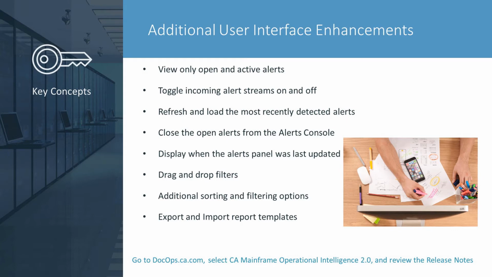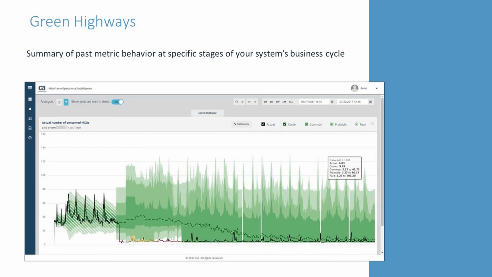Now, let's see the enhancements to the green highway displays in this new release. The green highways are a summary of past metric behavior at specific stages of your system's business cycle. These summaries display as solid green highway bands. CA Mainframe Operational Intelligence 2.0 now introduces patterned green highway bands.